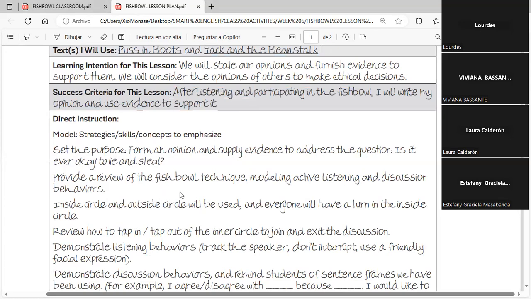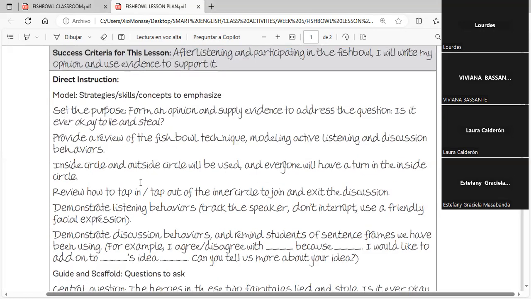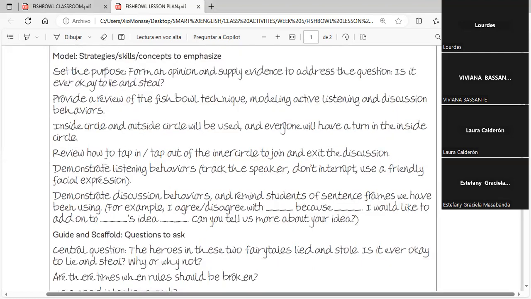Provide a review of the fishbowl technique, modeling, active listening, and discussion. Inside circle and outside circle will be used and everyone will have a turn. Everyone will have a turn in the inside circle. In this part, you're going to explain how the class is going to be.